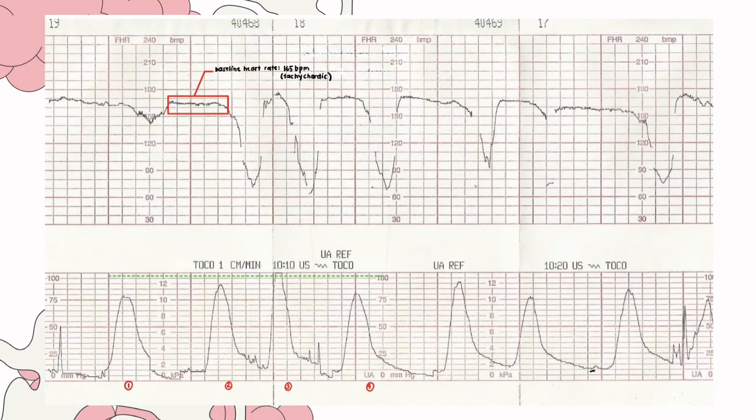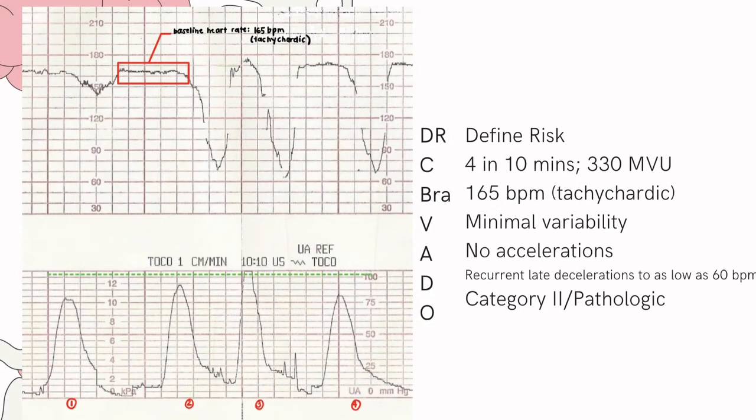Now let's interpret another CTG tracing. Using the same methods, with Dr. C. BRAVADO, we define the risk of the pregnancy, and we can count contractions of 4 in 10 minutes, with a total of 330 MVU.